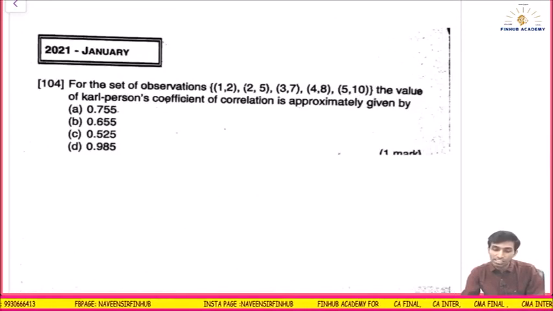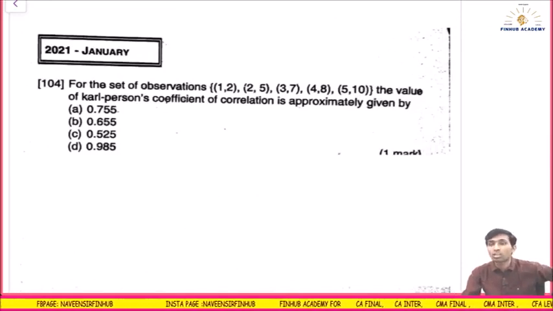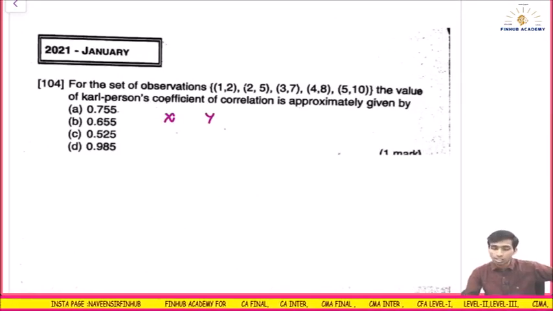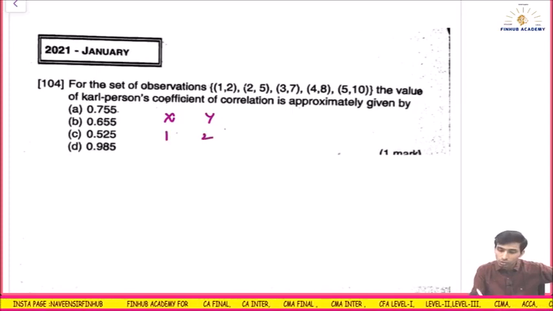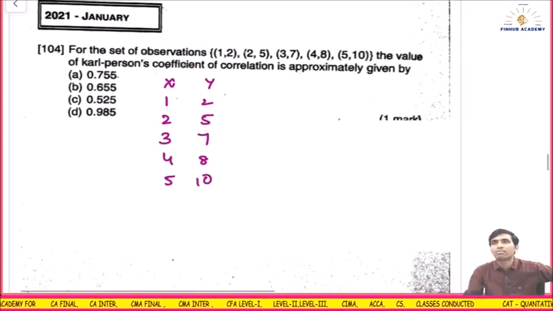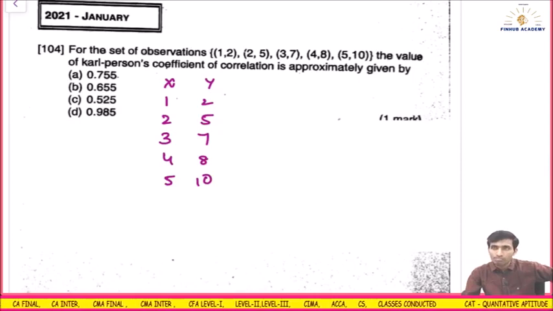For a set of observations, the Karl Pearson coefficient of correlation is approximately given by. Understood? So x and y are given: x, y. So what will I do? 1, 2, 2, 5, 3, 7, 4, 8, 5, 10. Obviously I'll have to calculate x bar and all those things right now. Because you have a calculator, don't use the shortcut one. You can directly do this.